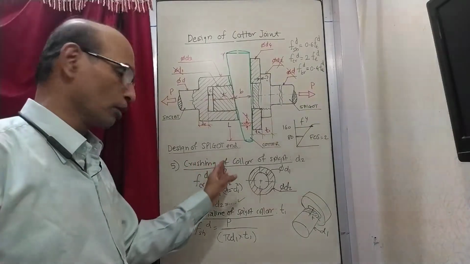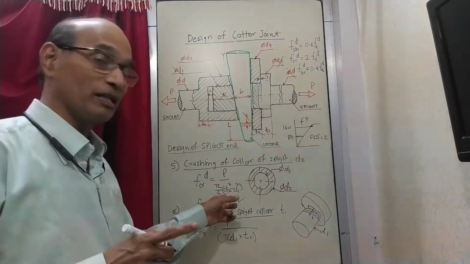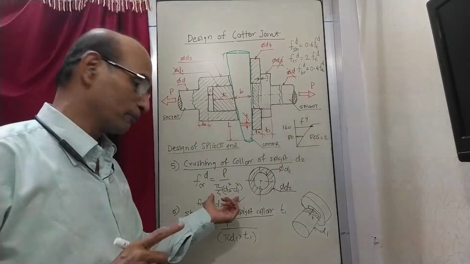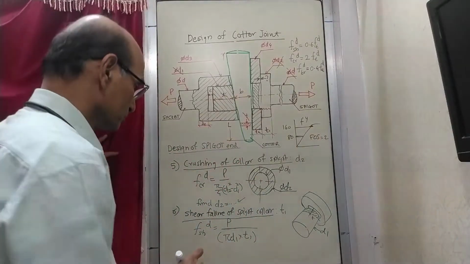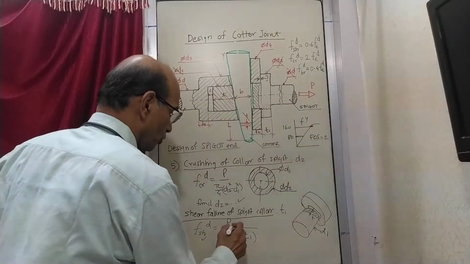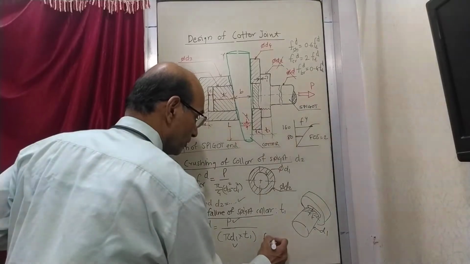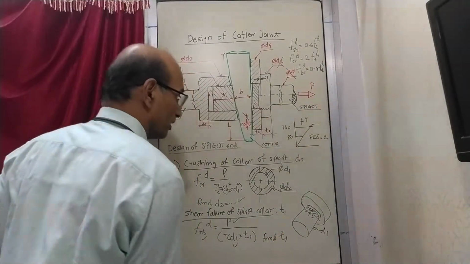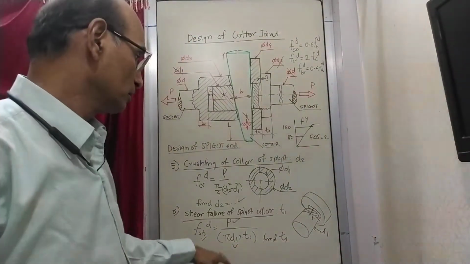Otherwise the formula is always the same: stress equal to load upon area. Only which stress you have to determine properly, and what the resisting area is, that also you have to write properly. Otherwise the formula is always the same everywhere. So here what is known? Shear stress is given, load is given. So you can find how much t1 is required, the thickness of the collar that you require.